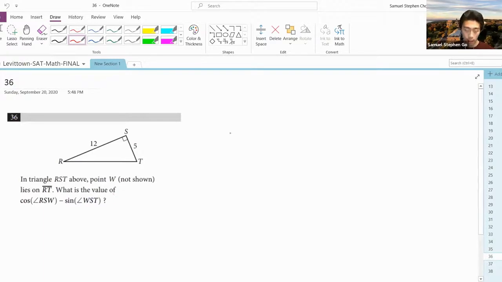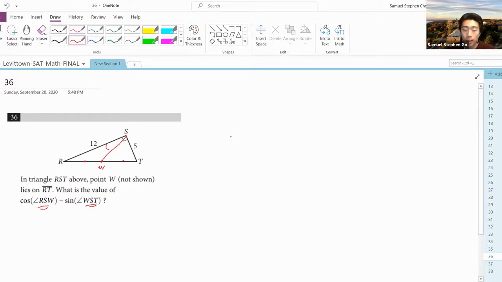36 is a trigonometry type problem. You can do it sort of brute force trial and error, or you can use a very clever trigonometry rule. This is saying in this triangle above, point W not shown lies on RT. We don't know where it is. It could be here, it could be here, it could be here. What is the value of the cosine of RSW minus sine of WST? So let's just pretend it's over here. This is W for us. And we're going to draw a line here. So we have this angle RSW, that's here, and WST over here.